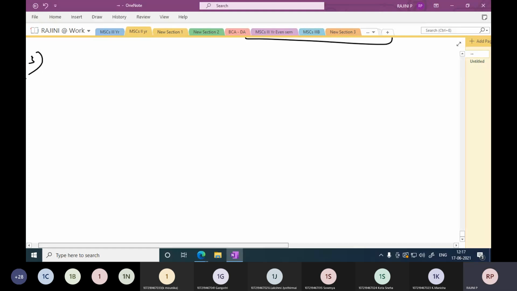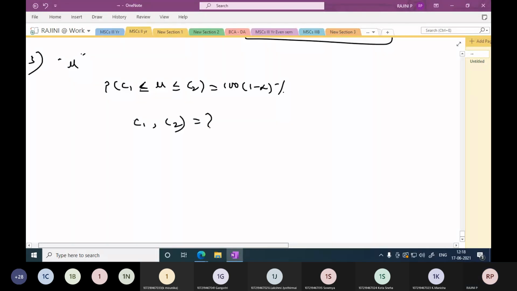Note it down. Obtain the 100 into 1 minus alpha percentage confidence interval for the parameter mu. Here, what I want to find is the probability of C1 less than or equal to mu less than or equal to C2 equal to 100 into 1 minus alpha percentage. They asked you to find what C1 and C2 are, and for which parameter? For mu they are asking.